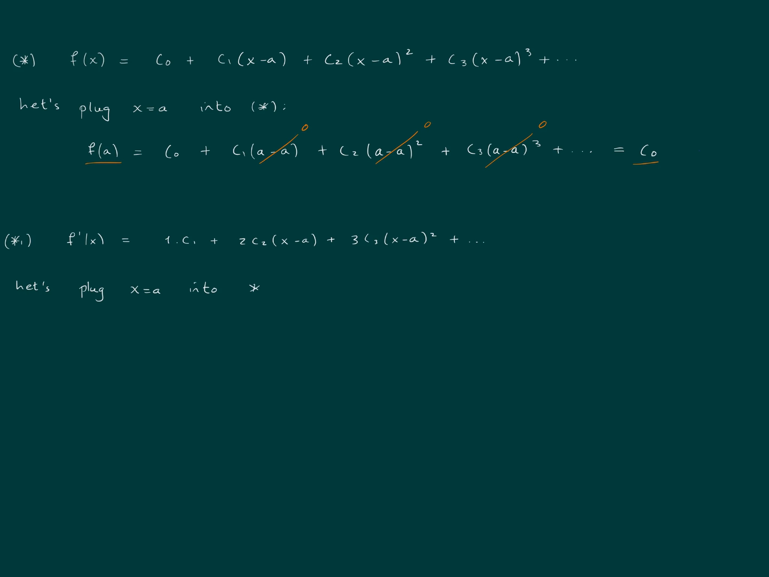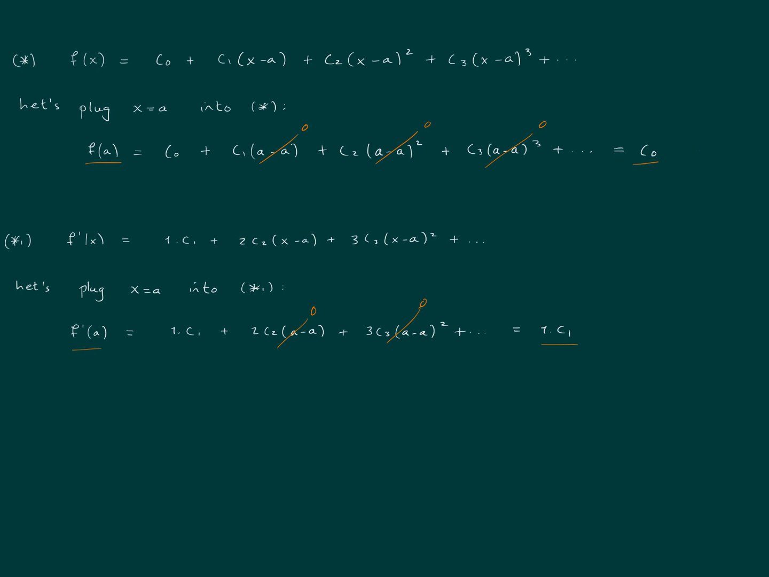And we're left with f prime a is equal to 1 times c1 plus 2 c2 (a minus a) plus 3 c3 (a minus a) squared plus dot dot dot. And again, the only thing that survives is the first term. Everything else goes to 0. So we're left with 1 times c1. And I'm leaving the one here for a reason, which will become clear shortly. Okay, so like c0, we have now solved for c1, so it is also unique.